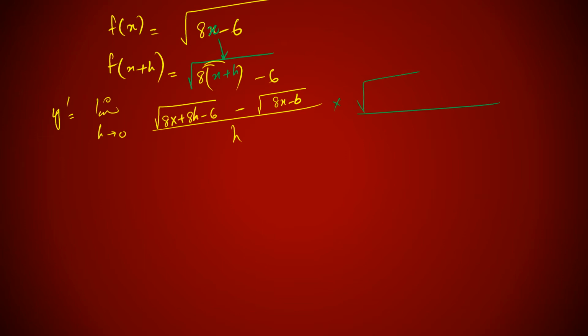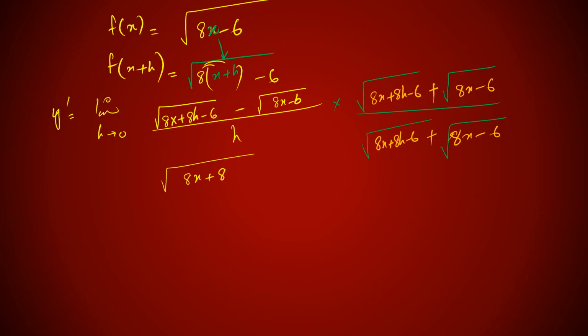So you will multiply and divide with the conjugate of this numerator. So you will get 8x plus 8h minus 6, and on the other side 8x minus 6, but write the positive sign outside. Same thing, you have to write it down also. Now the first term is the same for both. So just write the first term as it is and put the square outside. Then minus, because a square minus b square, and then write the second term 8x minus 6 as it is and put the square outside.